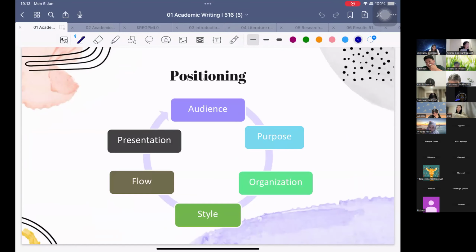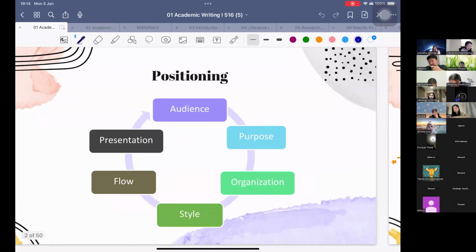However, before we start writing any type of writing piece, these are the things that you should familiarize yourself with, or you should know before you start your writing. There are 6 components: audience, purpose, organization, styles, flow, and presentations. These are the things that, if you know them before you start writing, can enhance your writing quality and the language as well.